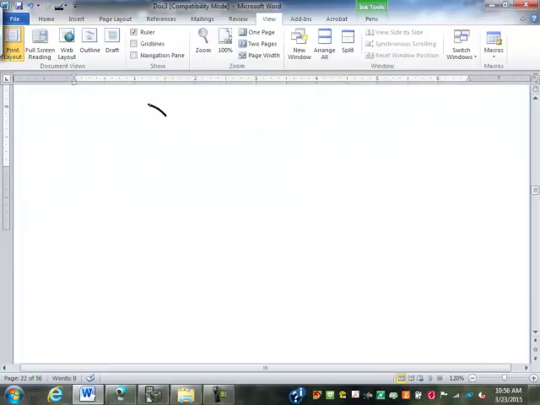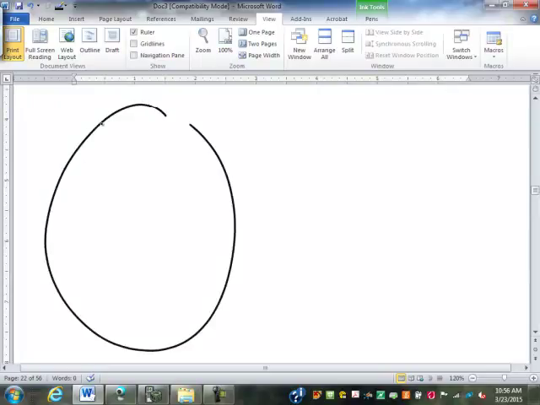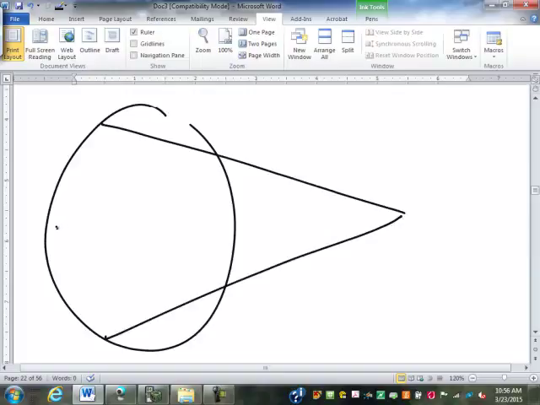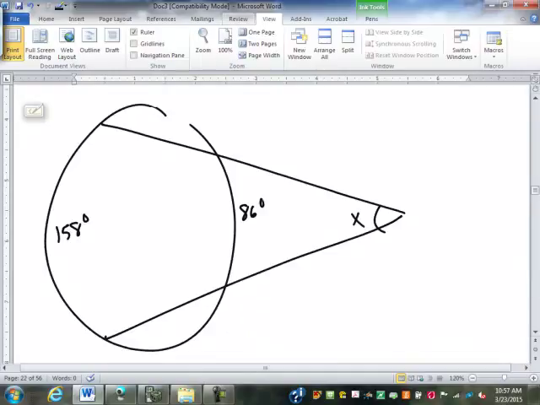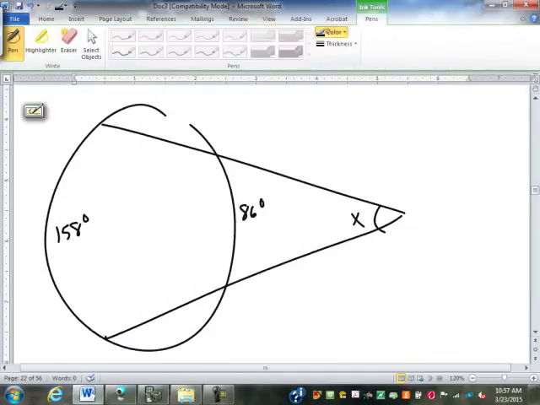So, if this out here is a 158 degree arc, and this in here is an 86 degree arc, find this angle here. Little hint, if you're using your calculators for these, make sure you hit equals before you divide. So this is going to be 158 minus 86, and then divided by 2, which will give us 72 over 2, is 36 degrees.